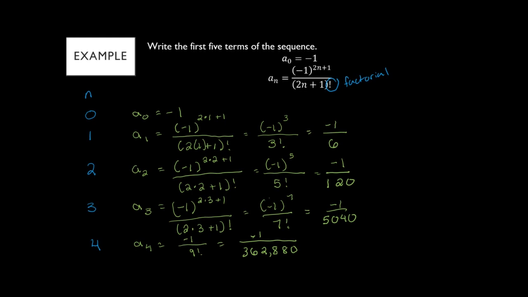So our first 5 terms of the sequence are going to be -1, -1/6, -1 over 120, -1 over 5,040, and then -1 over this big number. And those are the first 5 terms of the sequence. Are there any questions?